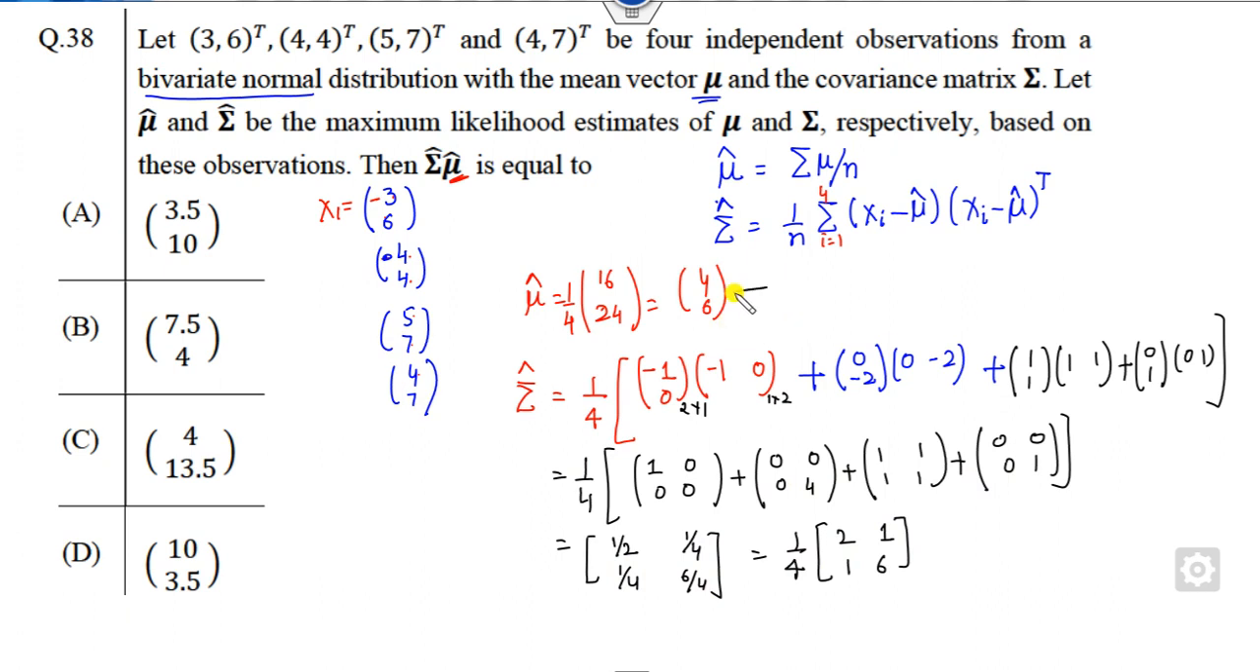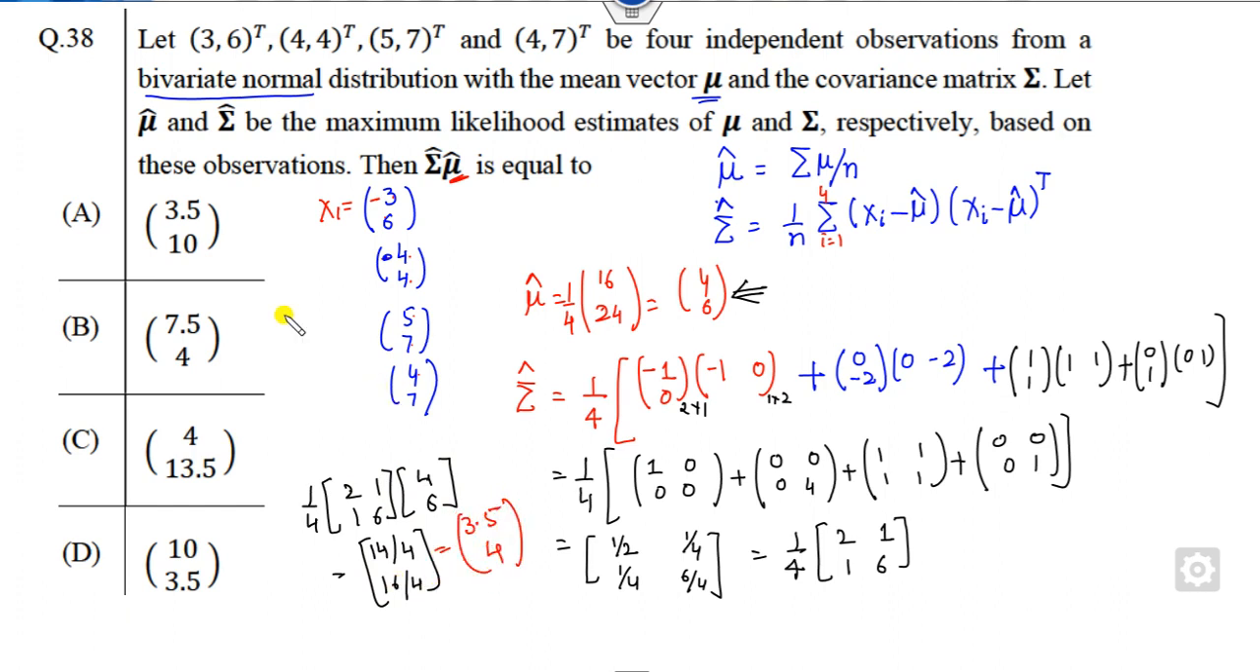Now I can substitute mu here, with 1 by 4 outside: [2 1; 1 6] times (4, 6). This is 8 plus 6, which is 14, so 14 by 4, and then 4 plus 36 is 40, so 40 by 4. You can easily see this number is 3.5 and the other is 10. So 3.5 and 10, that is option A, which is the right answer while the others are cancelled.